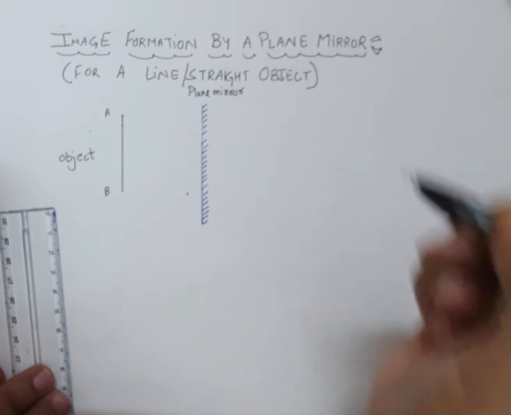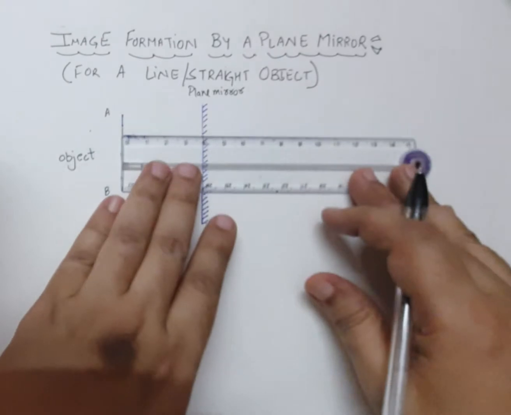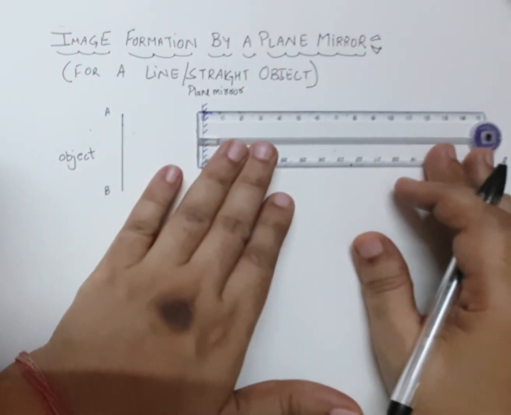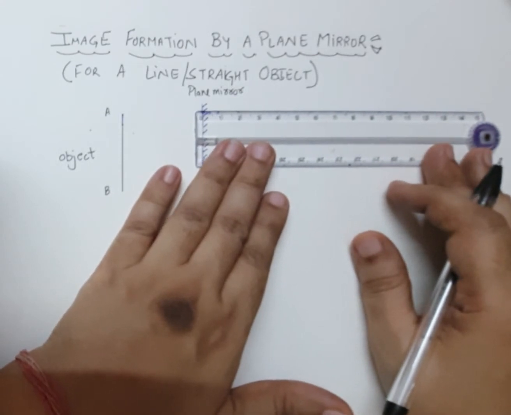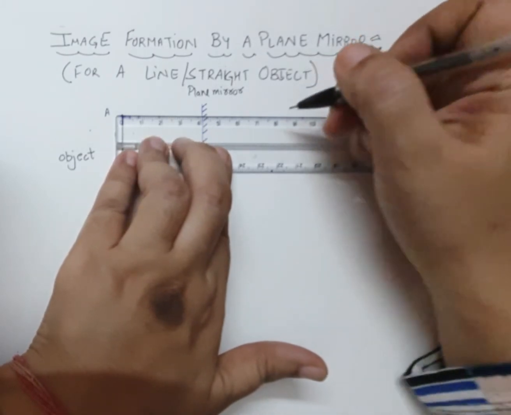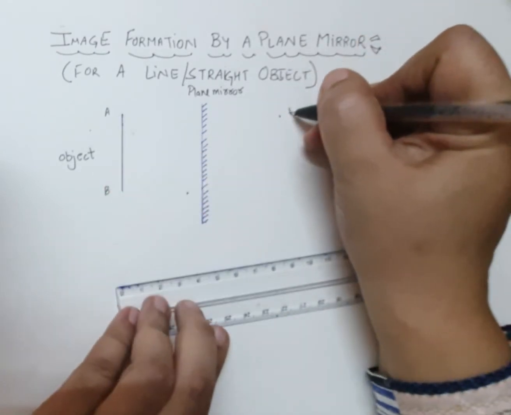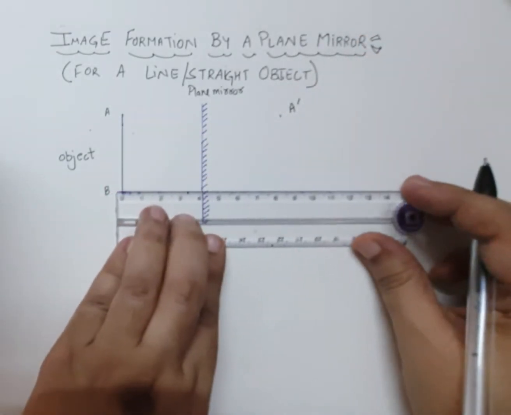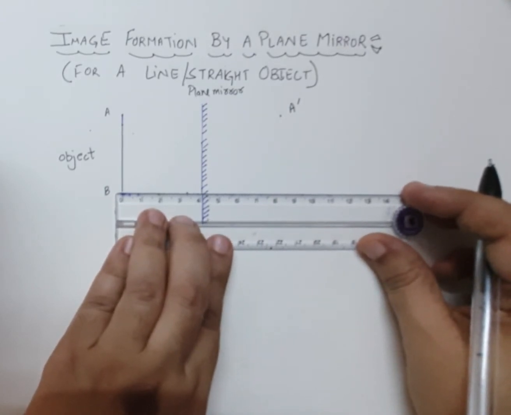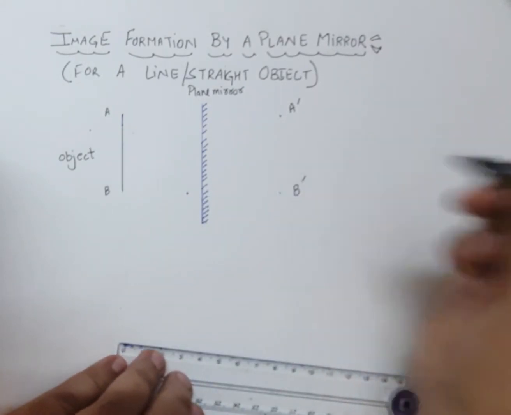Now the tip to draw it quickly in the exam is that we will mark it. We will measure this distance. Let's say it is 4.1 centimeter, so we will draw it 4.1 centimeter. We will mark this point. This represents A dash for the image, and again this one 4.1 centimeter. This is marked as B dash for the image.